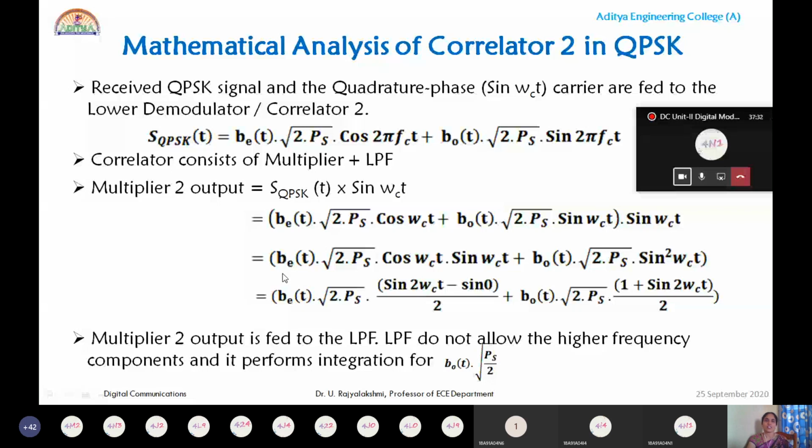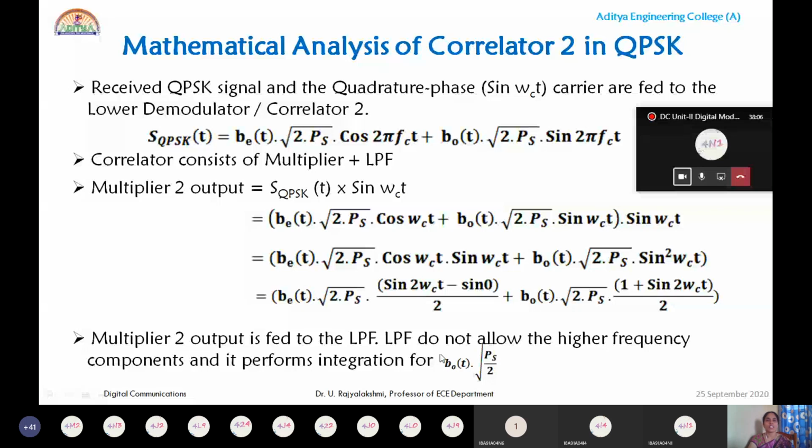Now if this whole factor is applied to the low pass filter, it does not allow the higher frequency components. So our sin 2 omega ct, and the other higher frequency term, both can be eliminated by the low pass filter. These two components will be eliminated and you will get only the DC component. Here you have 1 by 2. So only the DC component will be allowed by the low pass filter used in the receiver. So what is the output of the low pass filter? What the low pass filter captures is b naught of t into root ps by 2.